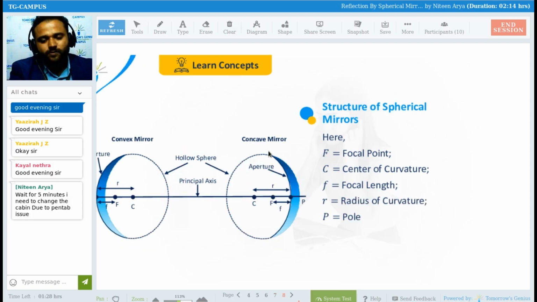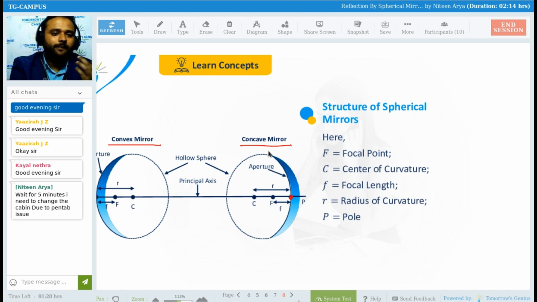Okay, this is the structure of a spherical mirror. Here F is focal point. This is the same thing, R, radius of curvature. From this particular slide, you can see that this is the convex one, this is the concave one, this is the aperture. Aperture means the part which is going to give us the reflection. This is pole, or you can say optical center. The length between pole and F, focal point or focus, is focal length. The distance between pole and center of curvature is known as R.